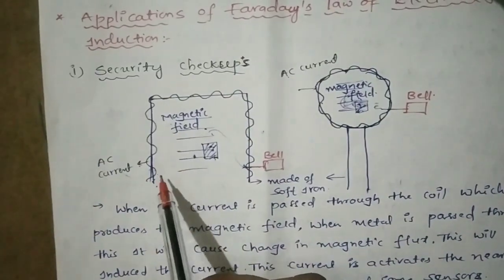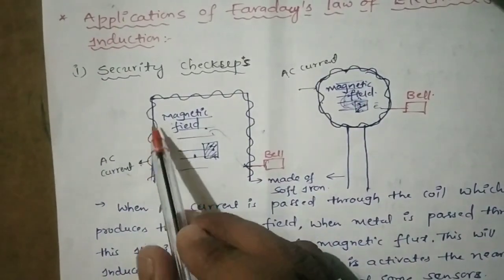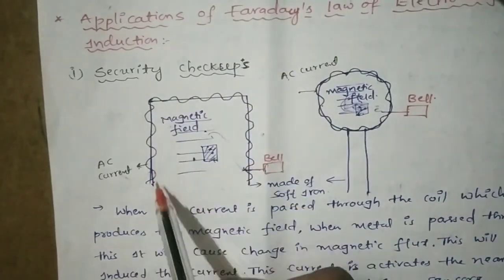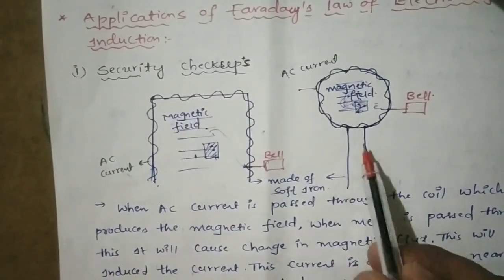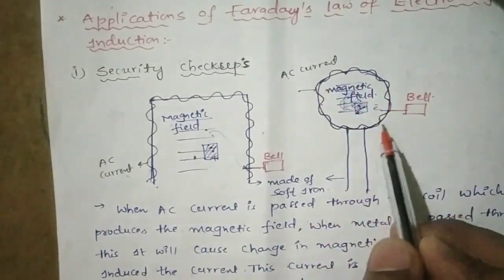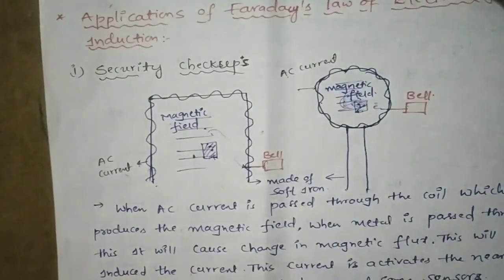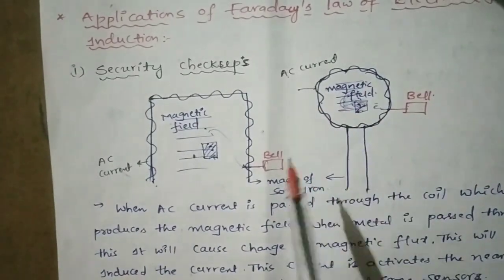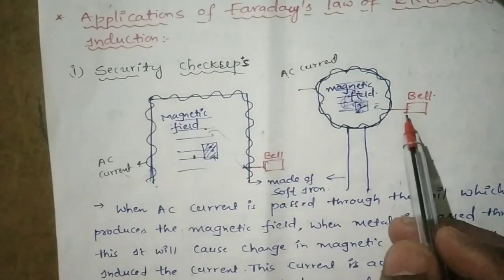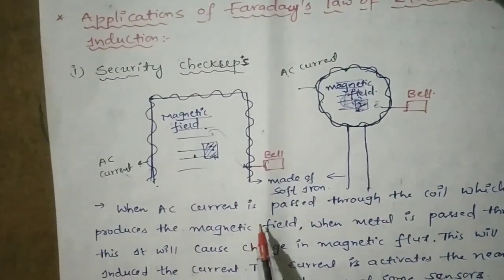For example, whenever you go to some functions or shopping malls, you can observe this kind of security checkup. At the same time, whenever some VIPs are coming, for security purposes they will check with a bat-like structure, like a circular coil-like structure. In this, if there is any metal object, we will get a sound. Let us see how this sound is produced.